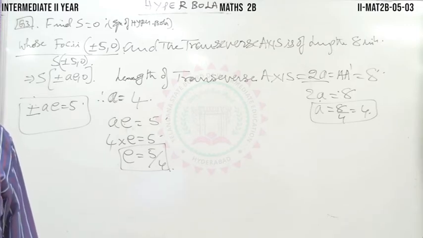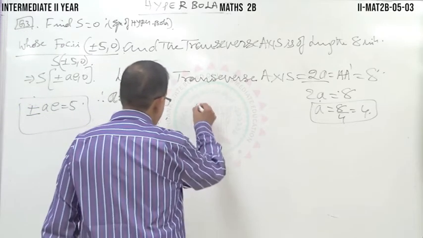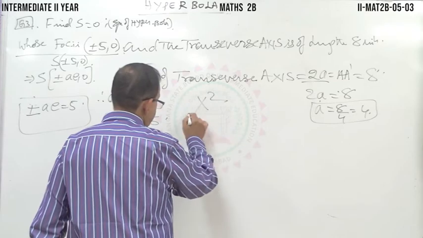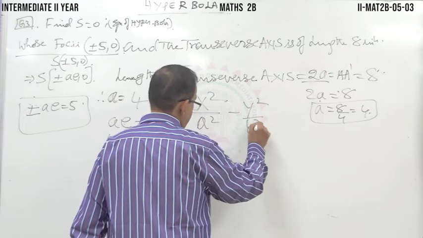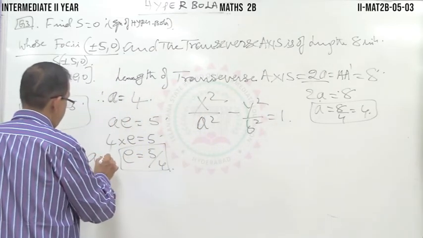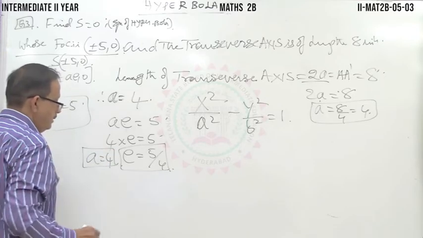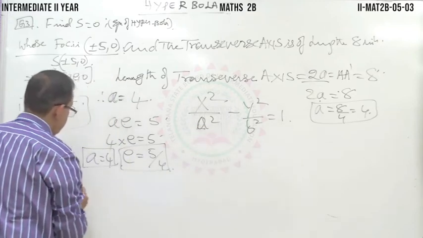But you wanted the equation of the hyperbola. Friends, with the help of eccentricity, we can find it. The A value has been given to us. What we want is the equation of the hyperbola. What is the equation of hyperbola? X square by A square minus Y square by B square is equal to 1. In your hand, you have E now. You also have A, and the A value is 4. So you have A, you have E, but you do not have B.